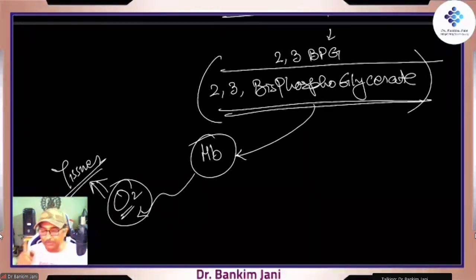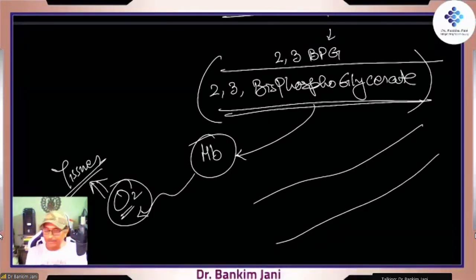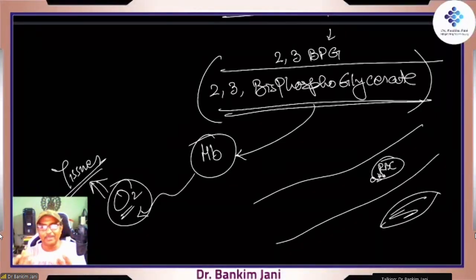So how effective will this 2,3 bisphosphoglycerate be? Because near the tissues, it will say, come on hemoglobin, empty yourself, give the oxygen. The hemoglobin will say, take it. All the oxygen is released in the tissue. Otherwise, what would happen? This is the blood which is flowing. In that, there are RBCs. These RBCs have hemoglobin, and this hemoglobin is carrying oxygen. And here the tissue is saying, give me oxygen, and it goes away without giving it. So not a good thing.